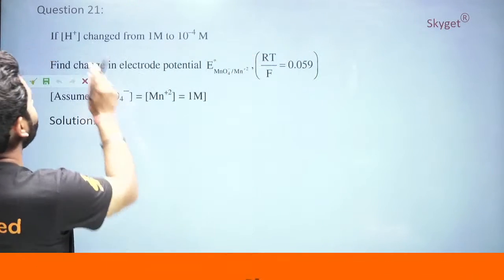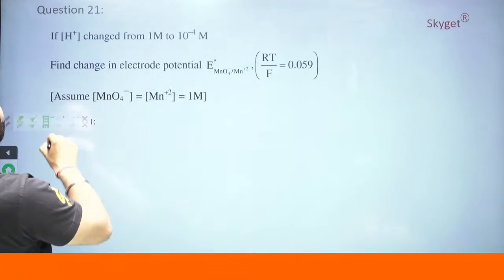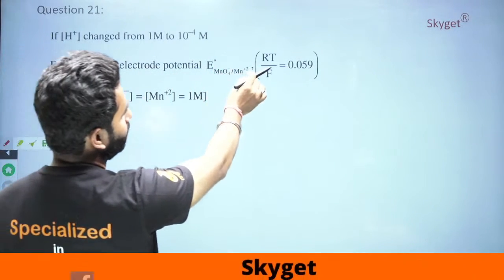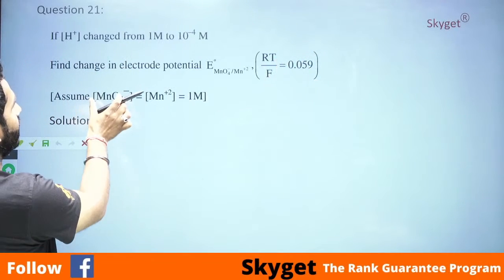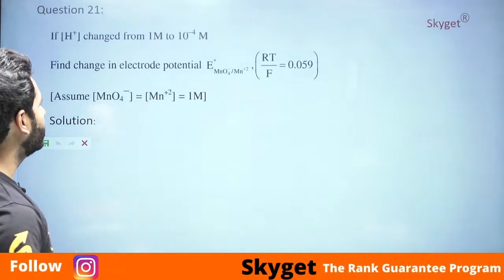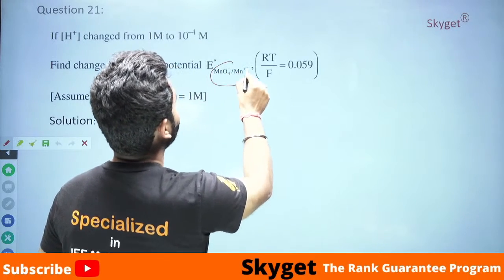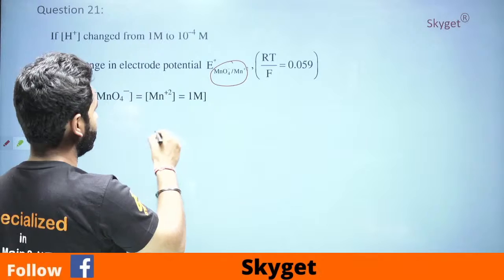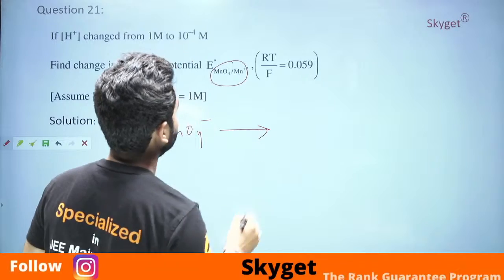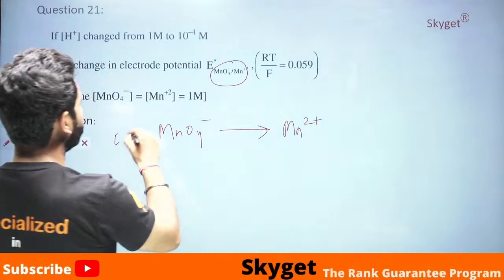Now we are told that if H plus concentration changes from 1 molar to 10 to the power minus 5 molar, find the change in electrode potential of MnO4 minus to Mn2 plus, assuming MnO4 minus concentration and Mn2 plus concentration is 1 molar. Now let's see first. We are asked about the electrode potential of MnO4 minus conversion to Mn2 plus. Let's write it. MnO4 minus gives Mn2 plus. This is our equation.